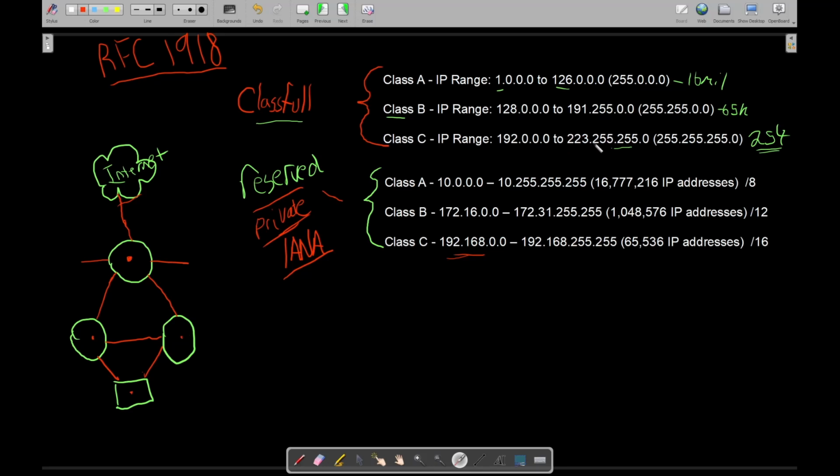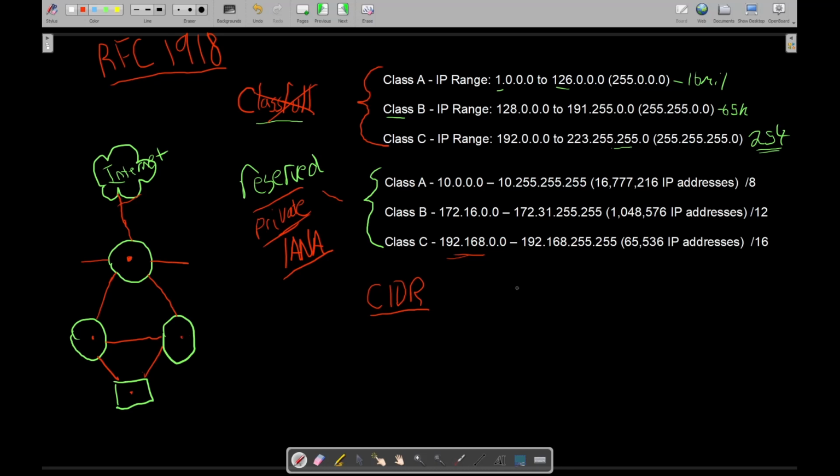Same thing with Class C. It knew that if it was in this range, that this was the network portion, and that last octet was the host portion. It knew there were 254 available hosts on that. Now in 1993, whenever they gave us the reserved address blocks, things changed. It was no longer classful addressing. It was classless, meaning we no longer needed classes to figure out what was the network portion and what was the host portion. This was called CIDR, classless interdomain routing.